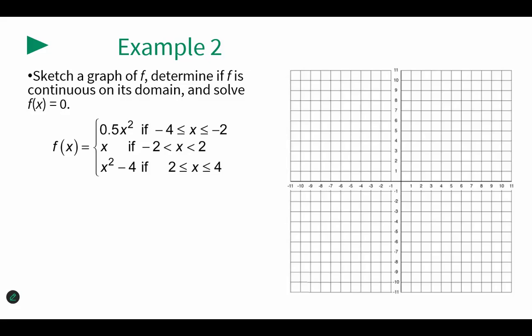All right. So here you have 0.5x squared if x is greater than or equal to -4, but less than or equal to -2. You have x if x is greater than -2, but less than 2. And you have x squared minus 4 if x is greater than or equal to 2, but less than or equal to 4. Okay? So you're going to graph the intervals.